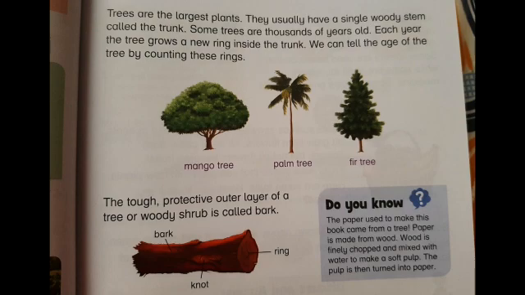So, dear students, what are trees? Trees are tall with a strong stem called a trunk. For example, a mango tree, a palm tree. Trees can be hundreds or thousands of years old. We can tell the age of a tree by counting the number of rings inside the trunk. There are ring-like structures inside the trunk. These rings are called annual rings, and every year one ring is added. So, the age of a tree can be told by the number of rings.